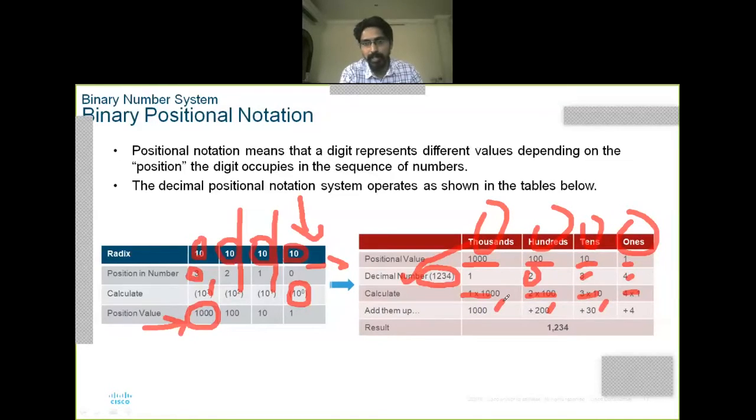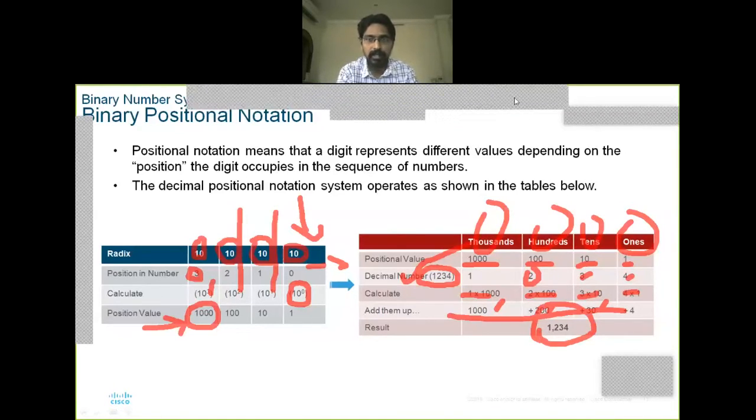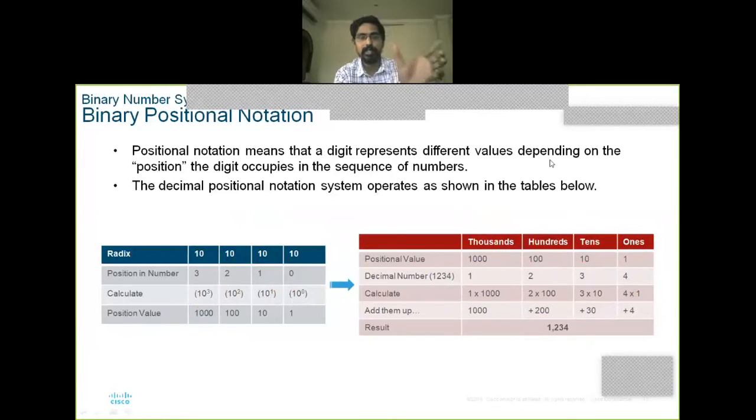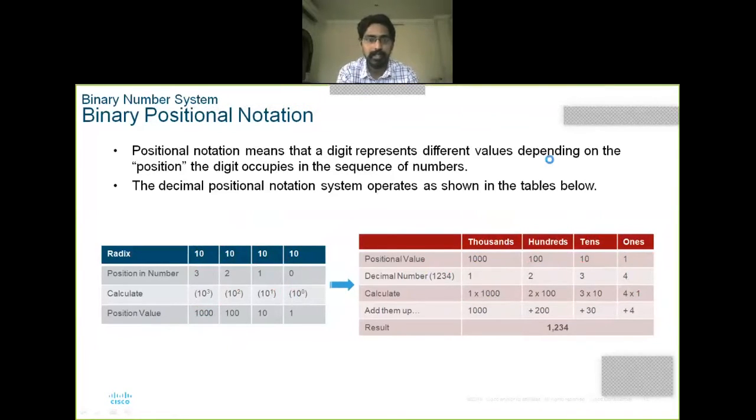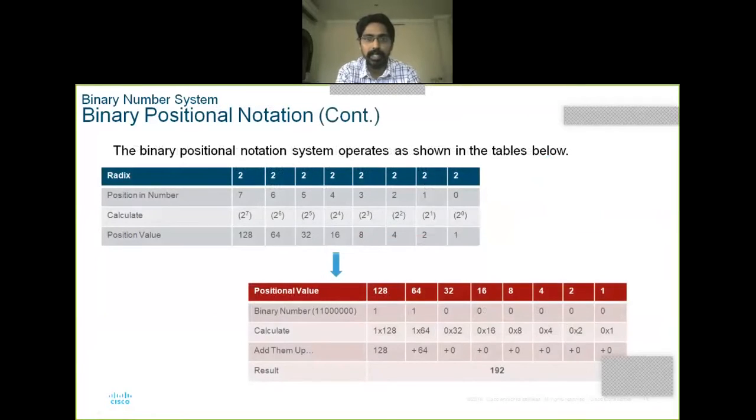The final step is to add all these numbers. You will get the result 1234, right? This is the way, using the position values, we denote the numbers. This is our basic understanding for decimal numbers, right? Same thing for binary notation.